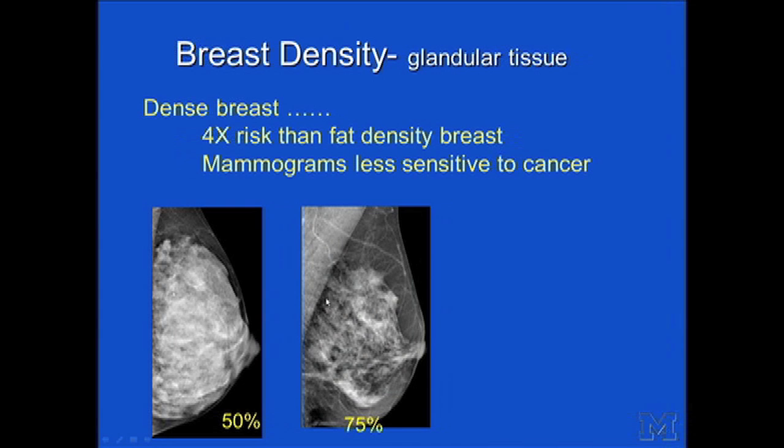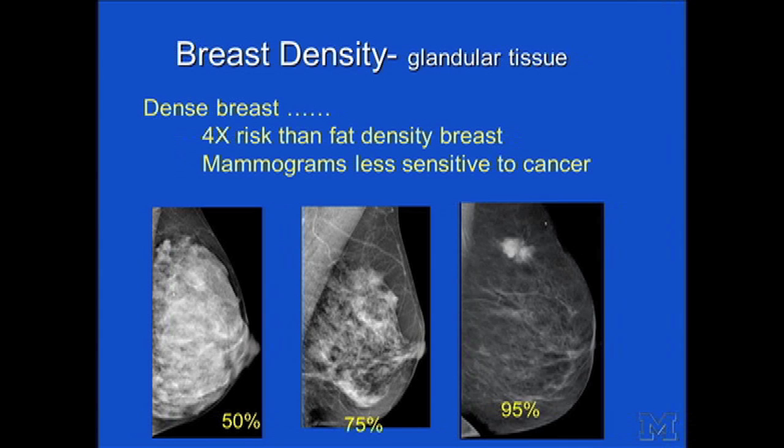Okay, this breast is not quite so dense. There's much less of the white glandular tissue here. You can see the veins, you can see the arteries. Can you see the cancer? Not really. Still, in a breast like this, you can find cancer about 3/4 of the time, 75% of the time, but 25% of the time you won't see it.